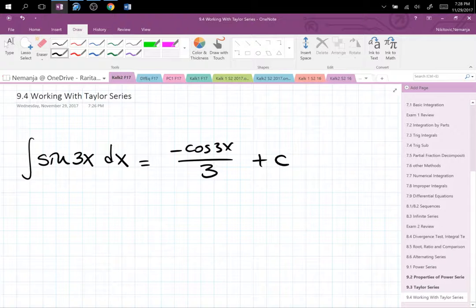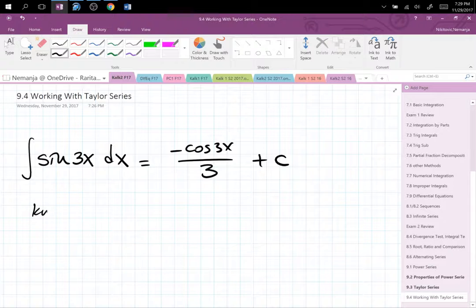But now, is there a way to do this differently? And the answer is yes. We can expand sine 3x using power series, Taylor, right? Polynomial. And then instead of integrating the sine 3x, we integrate 3 or 4 terms of that polynomial.